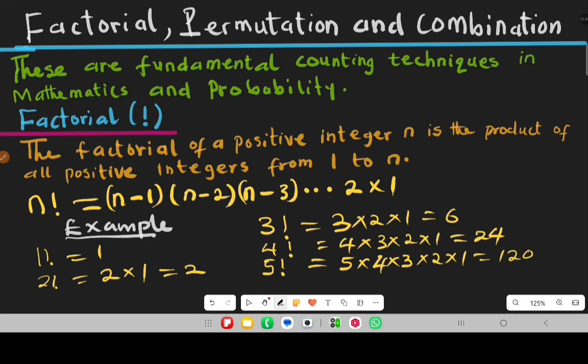Now do this for me, 6 factorial, and leave your answer in the comment section. Note, by definition, 0 factorial is equal to 1.